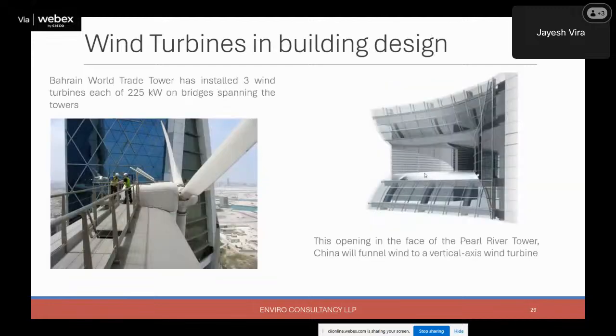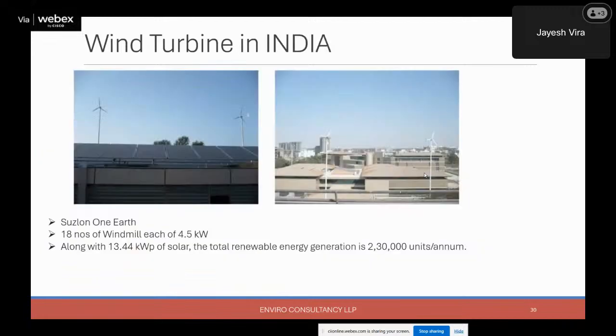As you can see, a more close-up photo of the Bahrain Twin Towers, where three turbines of 225 kilowatts are installed over the bridges. One more example is China's Pearl River Tower, where this type of design has been incorporated, wherein the funnel effect would create the wind energy, the energy from the wind source.